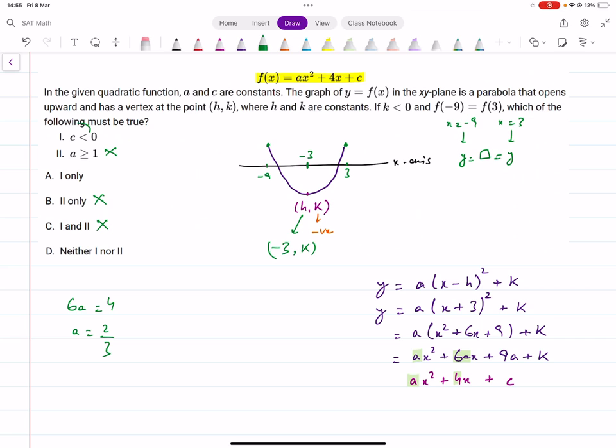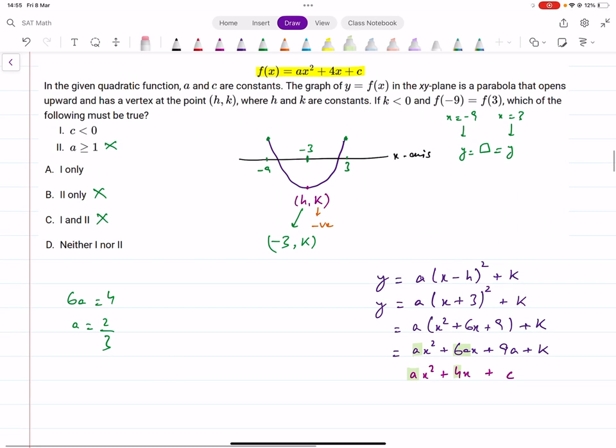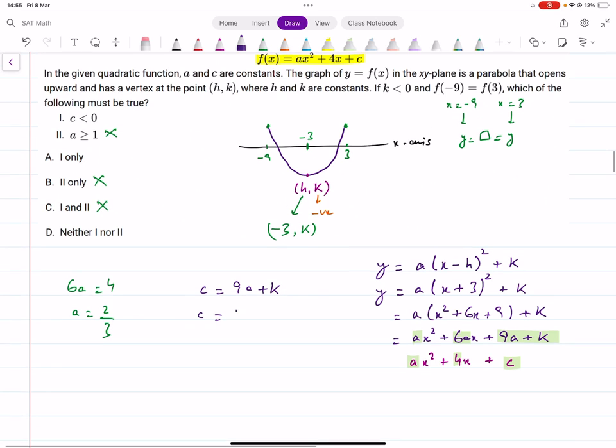Now we need to do something about C. We need to figure out what C should be. Now if we compare these constants, let's see what we get from that. C and 9A plus K. We have the value of A now, so that is something that we know at least. Let me write that here. We know that C should be equal to 9A plus K, and if we were to put the value of A here, it becomes 9 into 2 over 3 plus K, and this becomes C equals 6 plus K. So we have C in terms of K now.